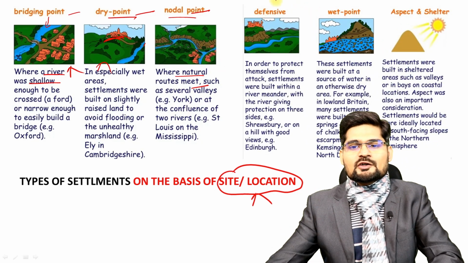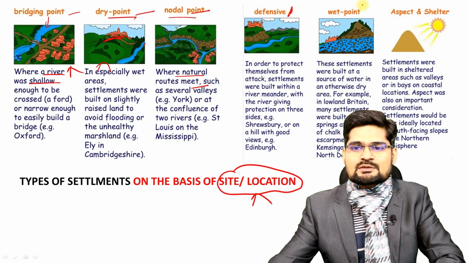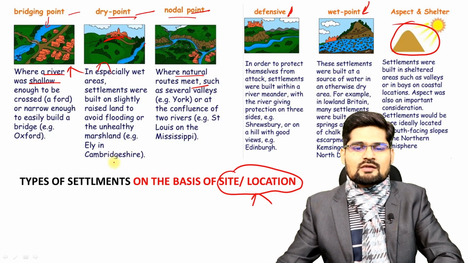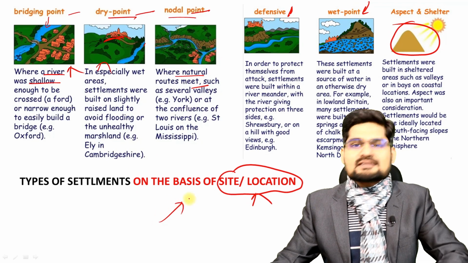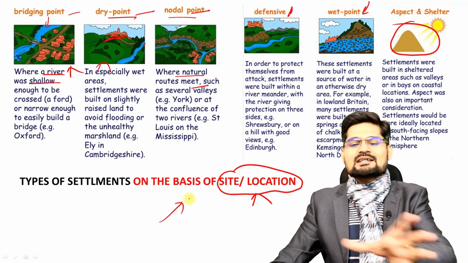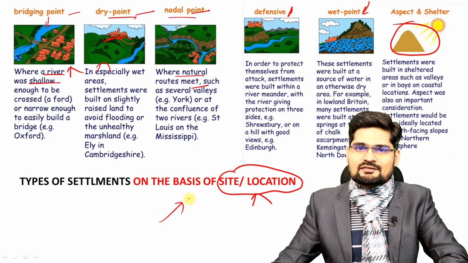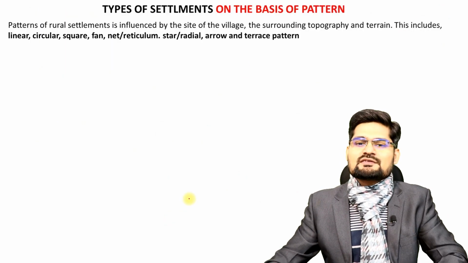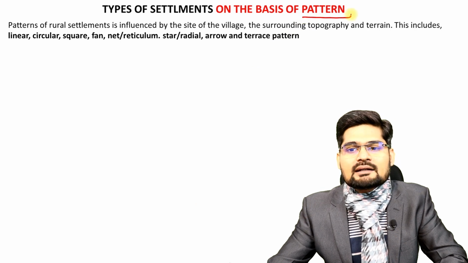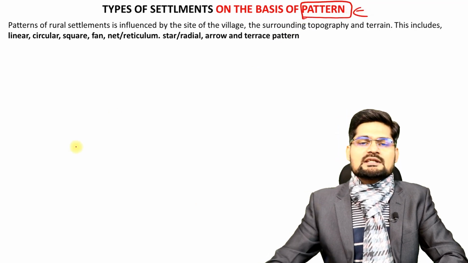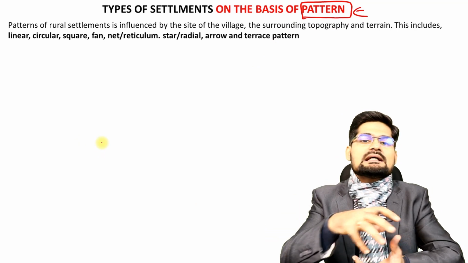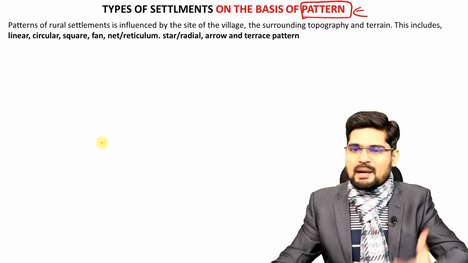Then further, you observe defensive kinds of settlements, wet point settlements, and also aspect based settlements, right? So this is all we have already learned in the factors lecture as well, right? So these are based on the site or location kind of settlement. Then what we observe is types of settlements or classification of settlement on the basis of their pattern. Now this is what we look at as spatial pattern. Which kind of pattern do they create on the space, on the map, right?